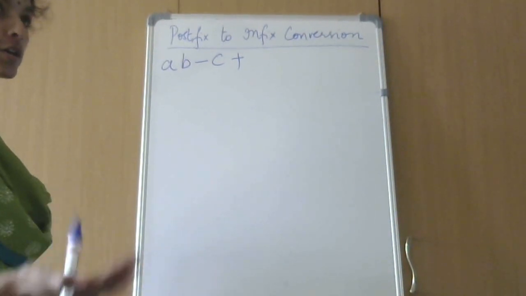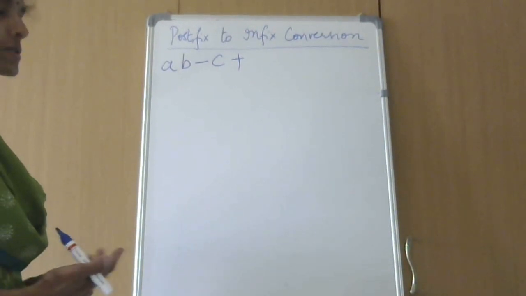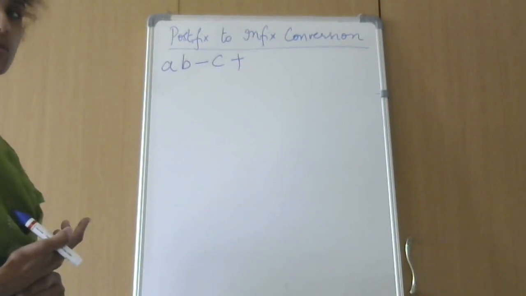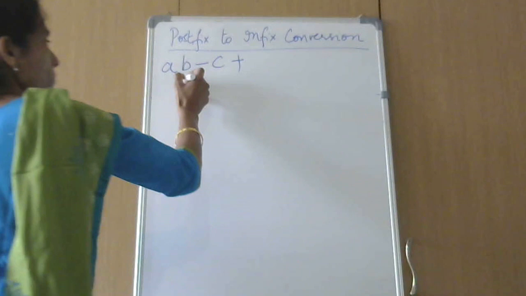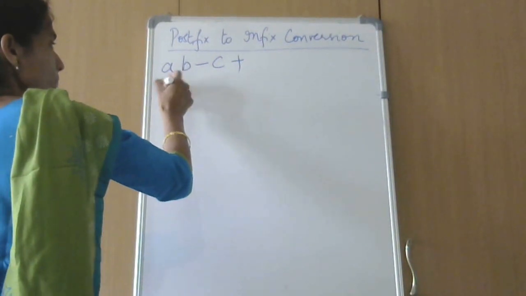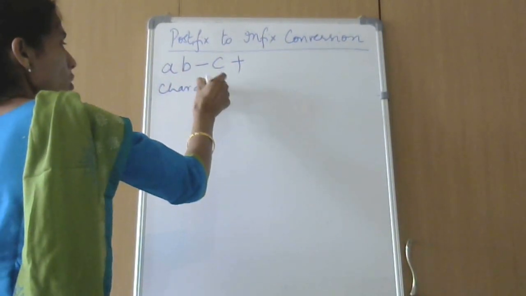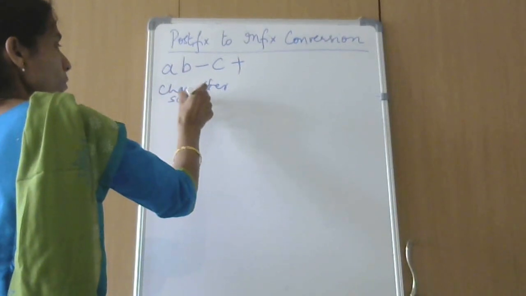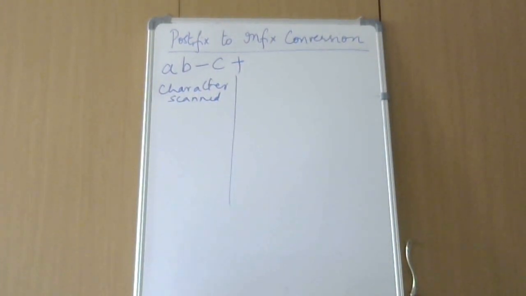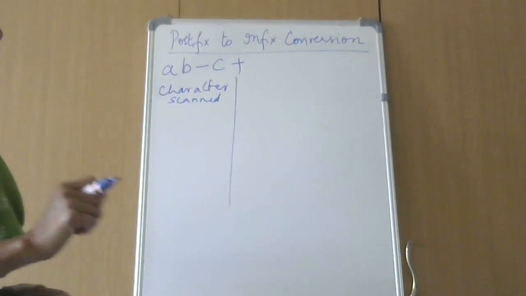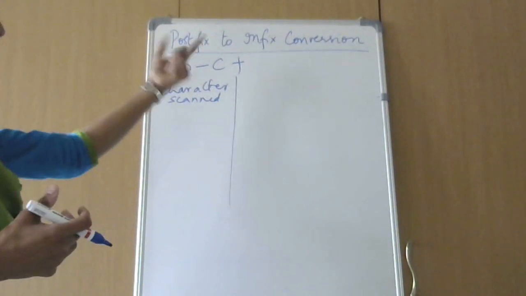How can you convert it into infix? The steps are very similar to the way we did postfix evaluation. What I mean to say is, I scan all the characters. What did we do for postfix evaluation? Same thing we will do here also, but there we were doing the calculation. Here we will not, because you have only the alphabets.